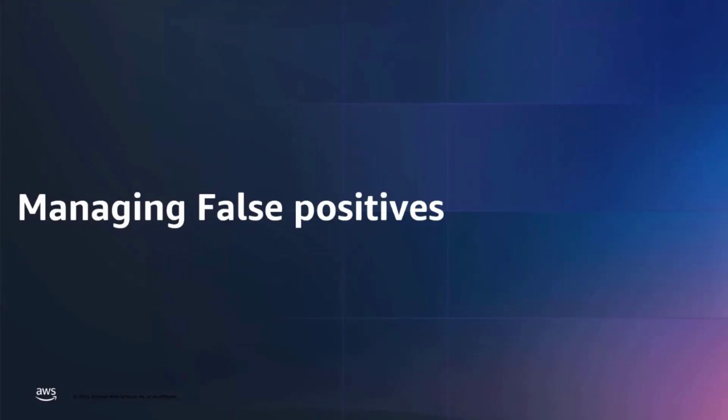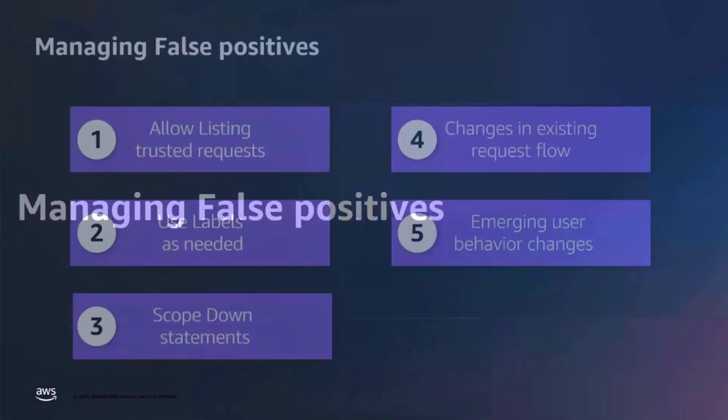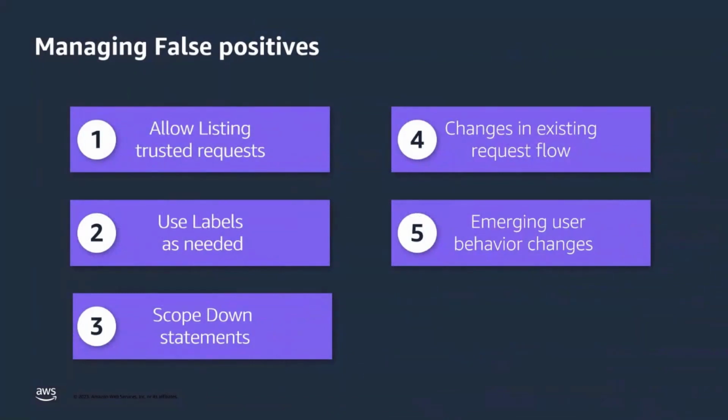Another aspect that I want to discuss today is managing false positives. We have carefully selected the rules in the AWS WAF Bot Control managed rule group to minimize false positives. We test these rules against global traffic and monitor their impact on test web ACLs. However, it is still possible to get false positives due to changes in traffic patterns. Here are some options and things to keep in mind to manage false positives on AWS WAF Bot Control.